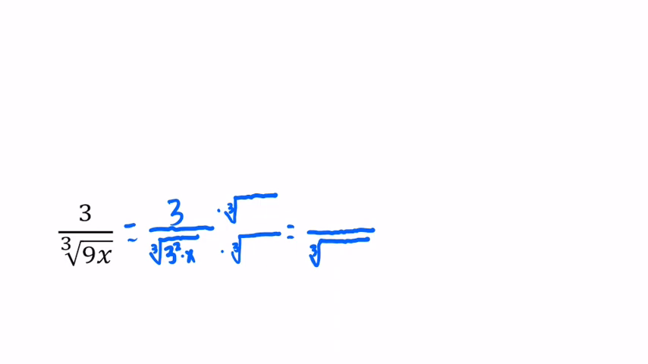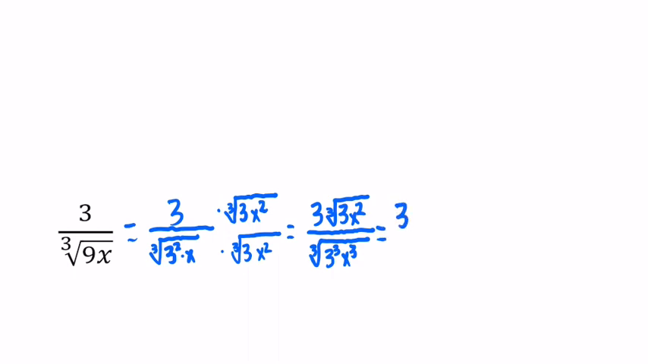We would like to have 3 to the third, so we need to multiply by another 3. Then in the next step, we're going to have 3 to the third. For the x part, we have x to the first. To turn it into x to the third, we multiply by the cube root of x squared. Then in our next step, we're going to have something we like, the cube root of 3 to the third x to the third. So in our numerator, we have 3 times the cube root of 3x squared.